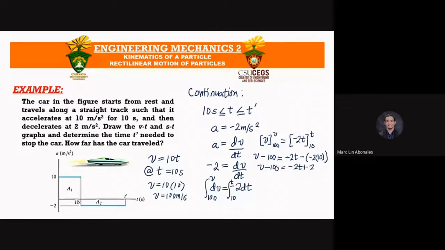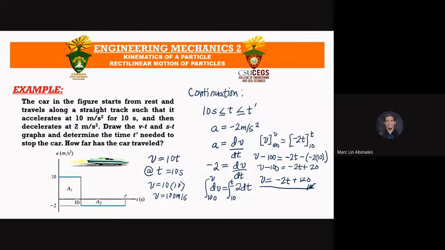You simplify, you transpose the 100 to the other side. So the expression of your velocity for the time interval 10 to t prime is negative 2t plus 120. This is the expression of the velocity that describes this time interval. We will graph it later on, but before that, let us first determine the time needed to stop the car.